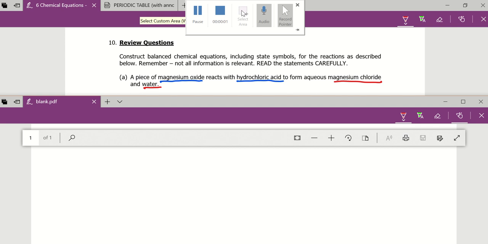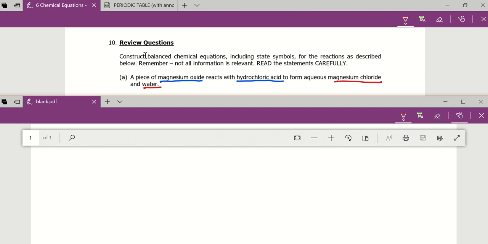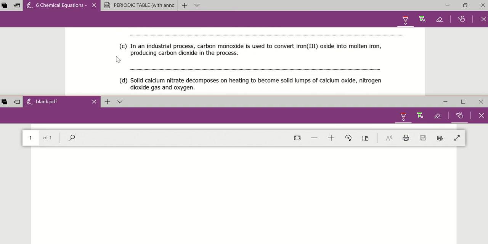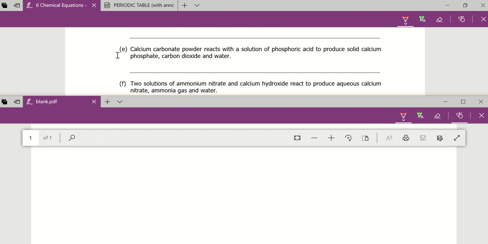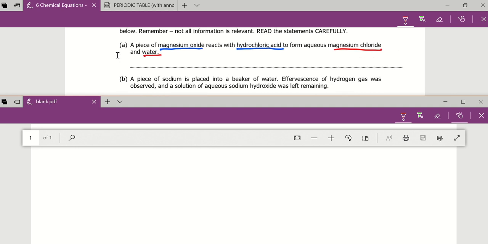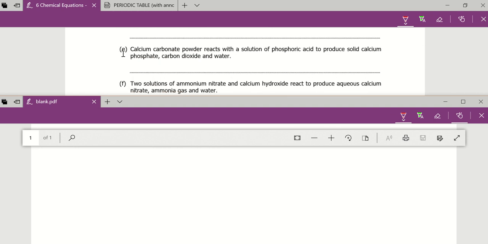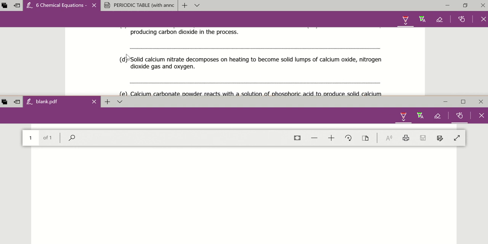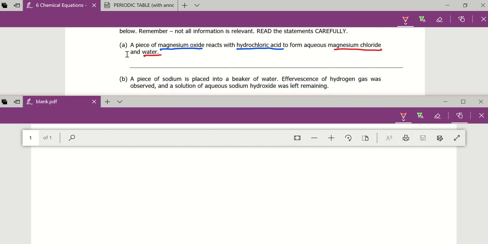All right, so now that we're done with the two questions, let us move on to the review questions. On the next page, I will do part A and B with you, and perhaps also C. I'll need you all to complete the rest on your own. Okay, so let's start with part A.